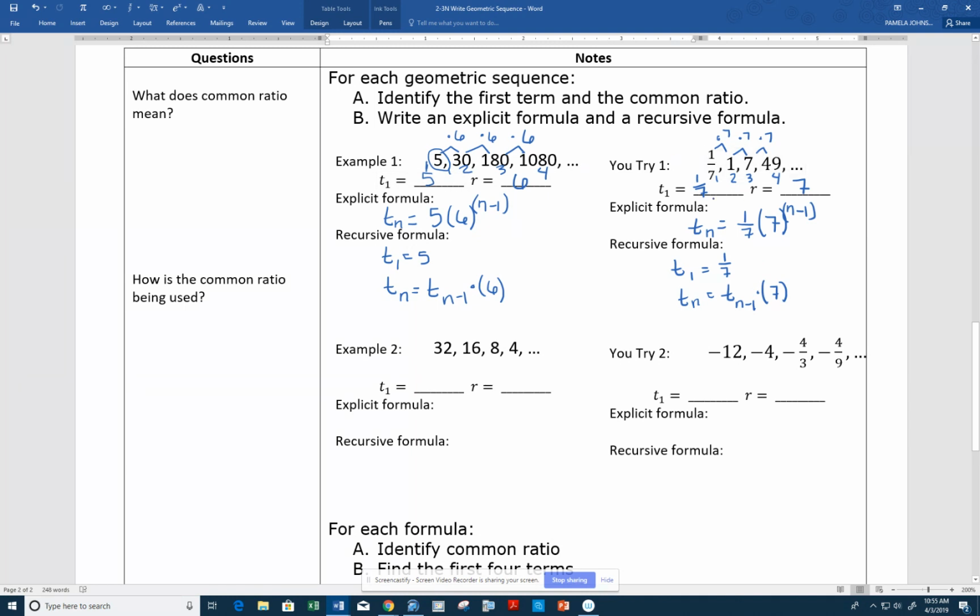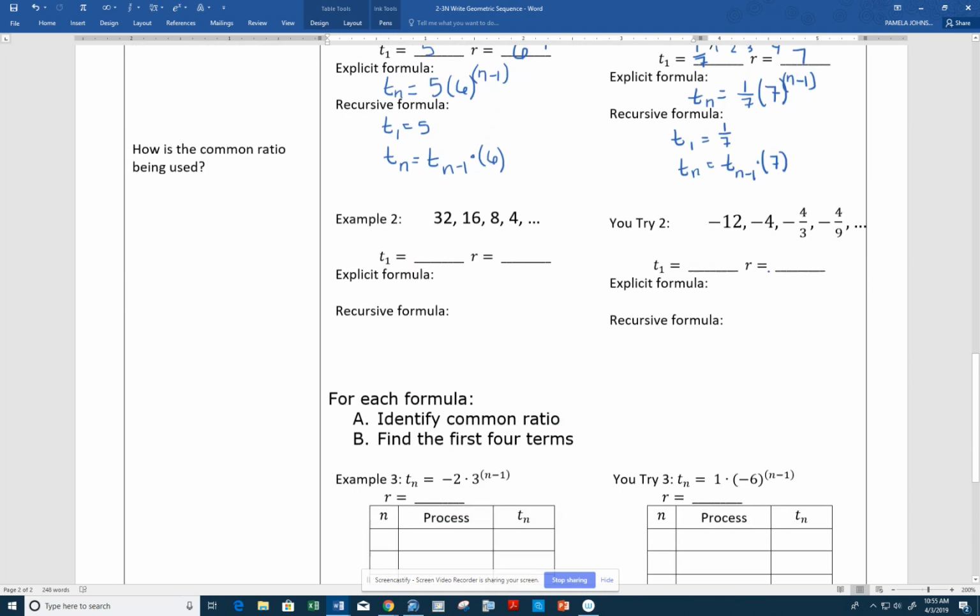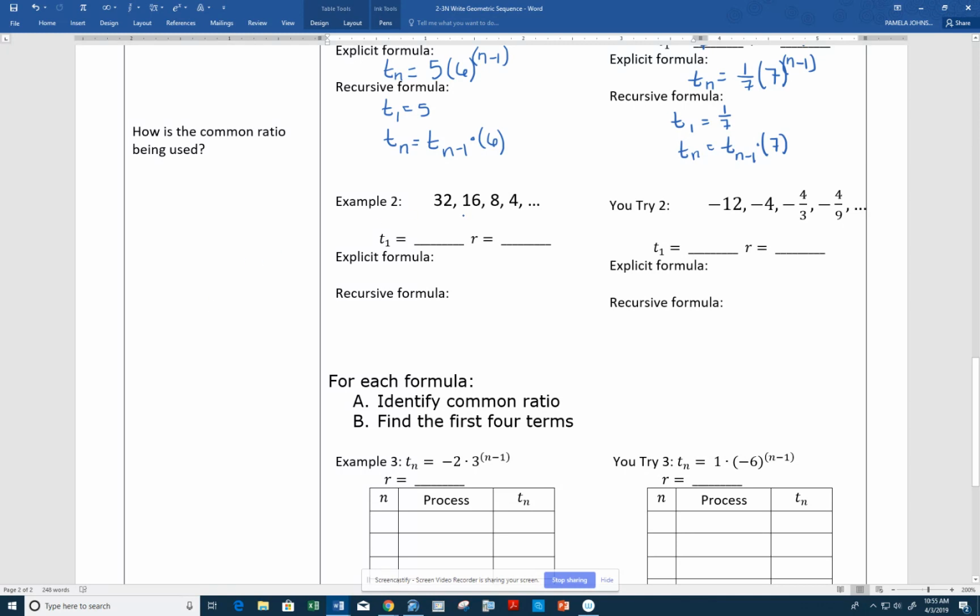If we look at example 2, our numbers are getting smaller, which means that we're multiplying by a fraction. So term 1, term 2, term 3, term 4. To get from 32 to 16, we multiply by 1/2.